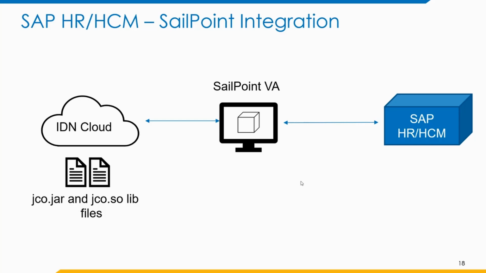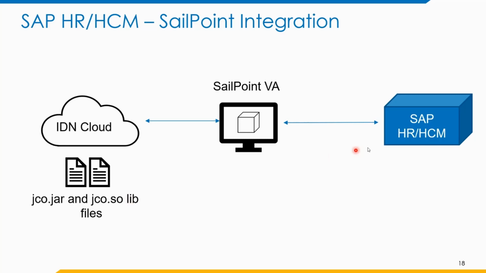As I specified in a previous slide, we will upload jco.jar and jco.so library files to Identity Now Cloud. Here you can see I said jco.so file, right? If the SAP system is hosted on a Linux system, we use the jco.so library file. If the SAP HR system is internally hosted on a Windows server, we will use jco.dll files. So the jar file is common. The only change is in the library file, that is jco.so.